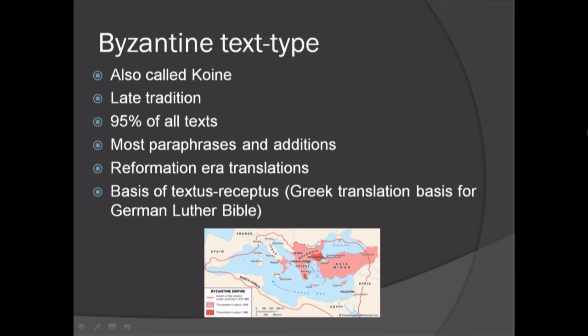Byzantine text type. So this is shown in the red there in the middle. Also called Koine. So this is late tradition, and so this is 95% of all texts. So it has the most paraphrases and additions, and all the Reformation era translations were derived from Byzantine documents. So it is the basis of what is called the Textus Receptus, which is a Greek translation basis. So this was a Greek translation which was a basis for the King James Version and the German Luther Bible.